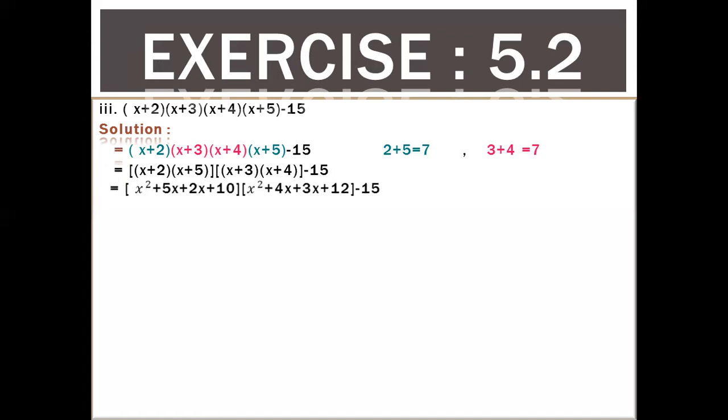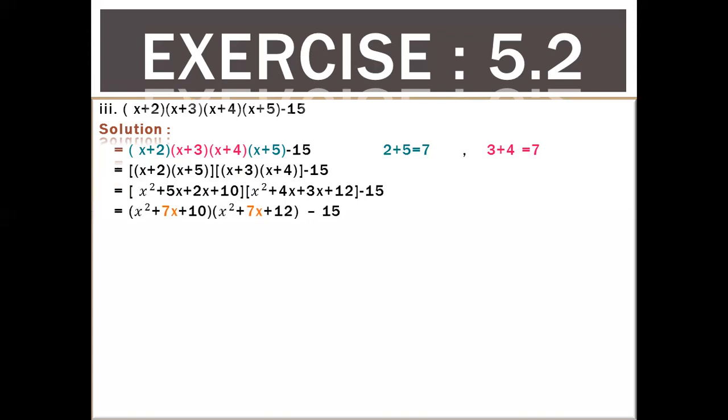These two questions are different from the first two, but only one step is different. When we multiply these, again the same question becomes what we have done in part 1 and part 2. I combine x + 2 with x + 5, and x + 3 with x + 4. When you multiply x + 2 and x + 5, it becomes x² + 7x + 10, and in the other bracket x² + 7x + 12.